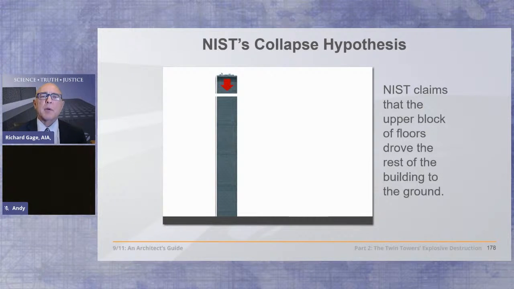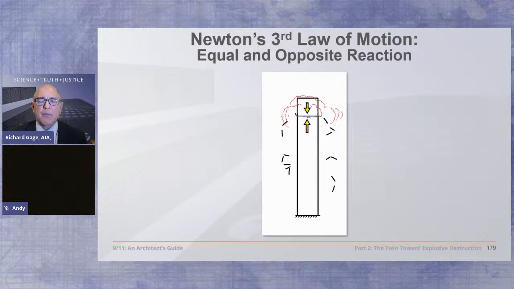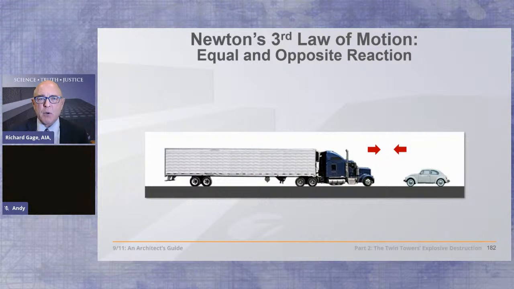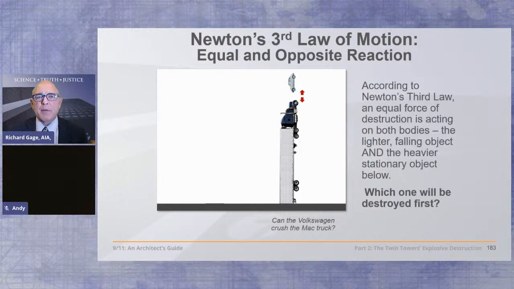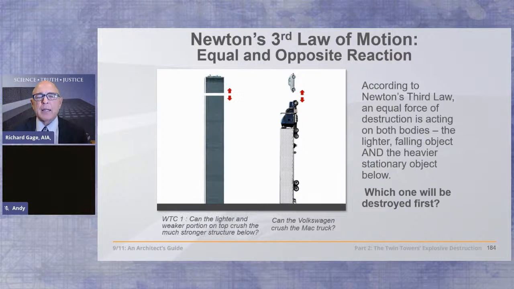Well, NIST says that the upper block of floors drove the rest of the building down to the ground after that column failure that we already talked about. And then this block destroyed itself. That's the official theory. Unfortunately, it defies Newton's third law of motion, an equal and opposite destructive force when two bodies collide, such as a Volkswagen and a Mack truck. Which one wins? The Mack truck. Does it matter if we drop the Volkswagen on the Mack truck? No, the lightest structure cannot possibly destroy a much heavier, colder, hard steel that's stronger and stronger with each floor.